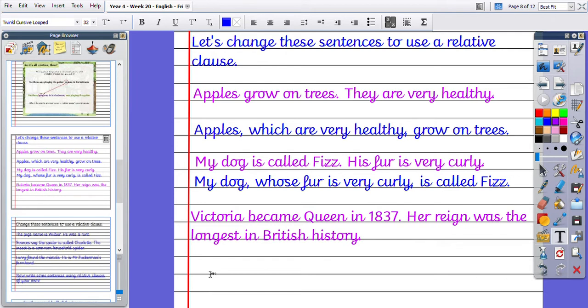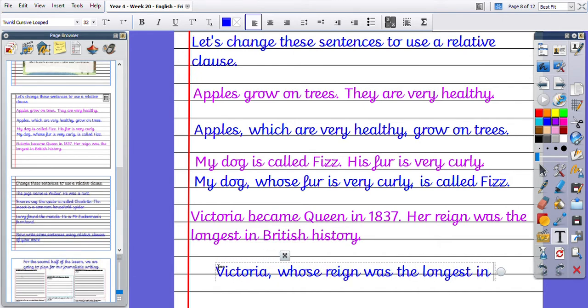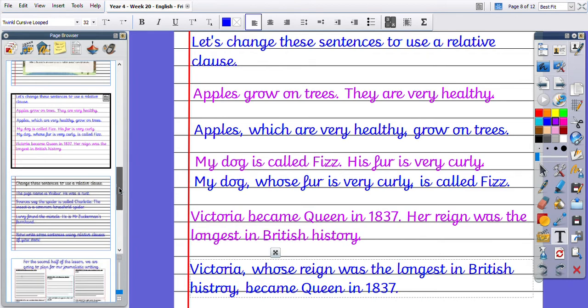Victoria became queen in 1837. Her reign was the longest in British history. Off you go. Okay, so hopefully you have put Victoria, whose reign was the longest in British history, became queen in 1837. So well done if you got this correct.